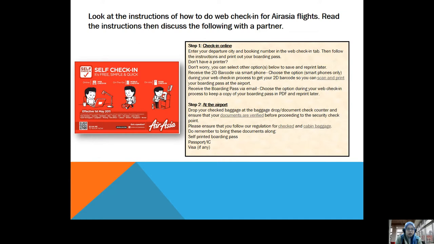Look at the instructions on how to do web check-in for AirAsia flights. Read the instructions, then discuss the following with a partner.